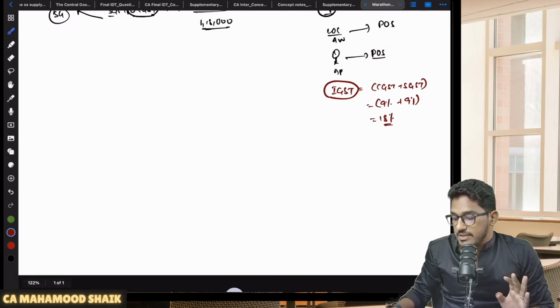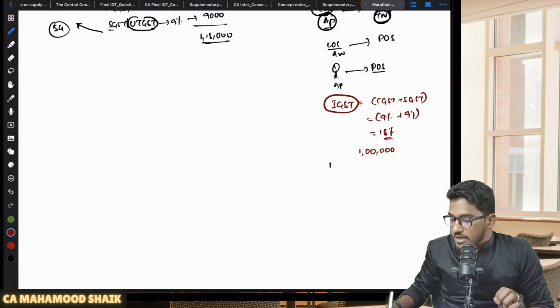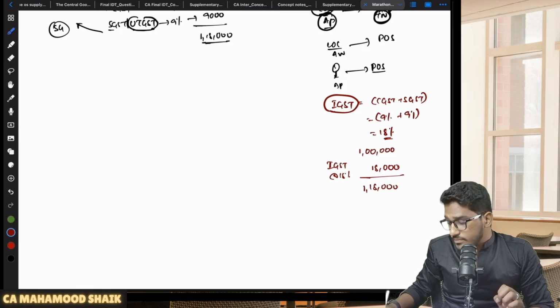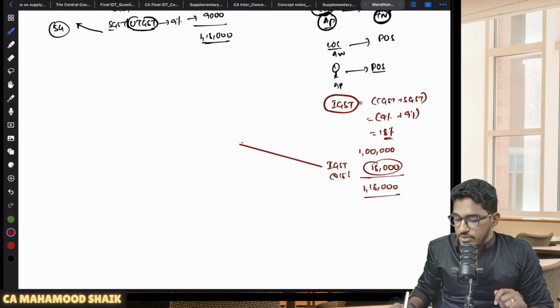So if you look at this transaction, let us say for example, the transaction has taken place for 1 lakh rupees and it is classified as an interstate supply. Now what will happen? The supplier will collect from you something called IGST at the rate of 18%, 18,000 rupees. Now total 1,18,000. Now this 18,000 rupees can't be kept by the shopkeeper. This 18,000 rupees of IGST has to be paid to the government.